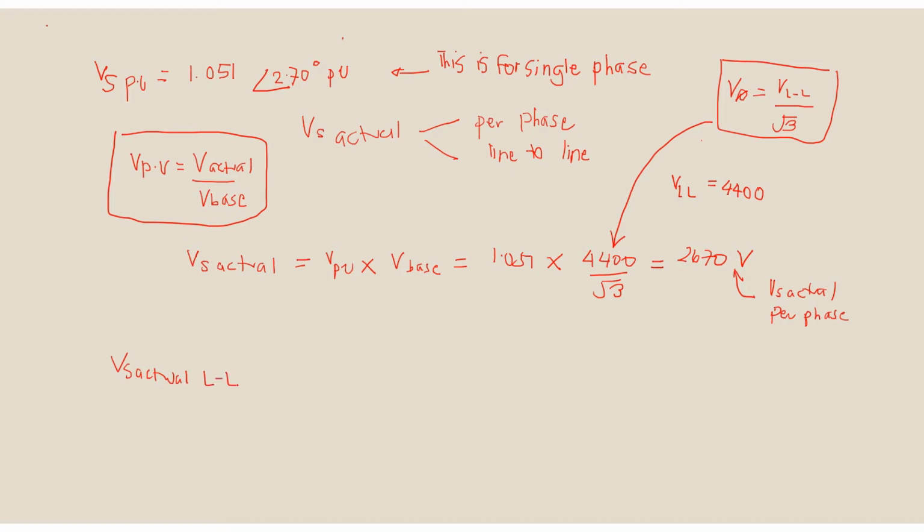Next we want to calculate the VS actual for line to line. Again we apply the same formula, VPU times V base. VPU is 1.051 times V base. Because this time it is VLL, we take it straight. That will be 4.62 kV. So that's example 2.9.